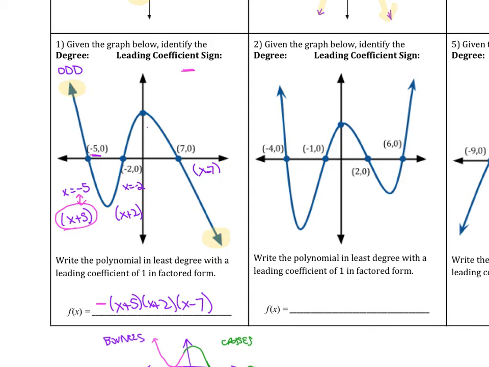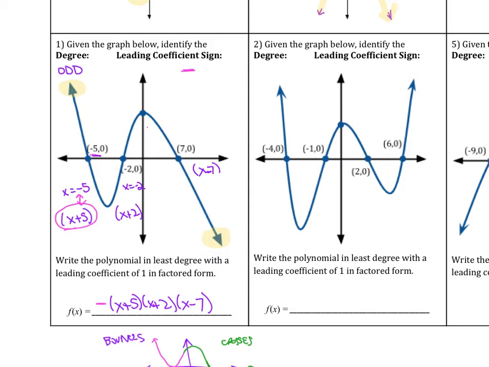Number 2, it's the same. Okay, looking at it, it passes through every single one of the x-axes, right? It doesn't bounce, it doesn't make a U shape. It's not making a U shape anything on the x-axis. Same here, right? It's passing through each and every time.